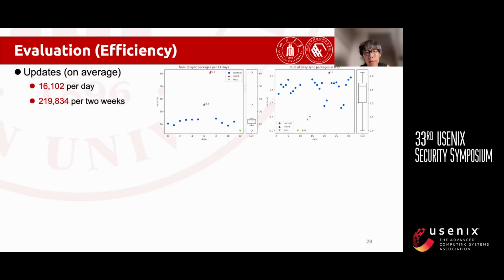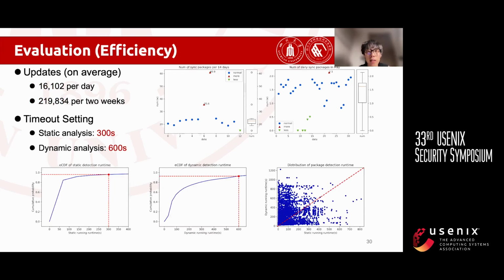The second is an efficiency experiment that focuses on time overhead. To understand what's considered reasonable time overhead, we first count the number of packages updated daily in the NPM repository. The average is roughly 16,000 per day and roughly 220,000 per 2-week period. Next, we count the distribution of the detector's overhead for analyzing packages.